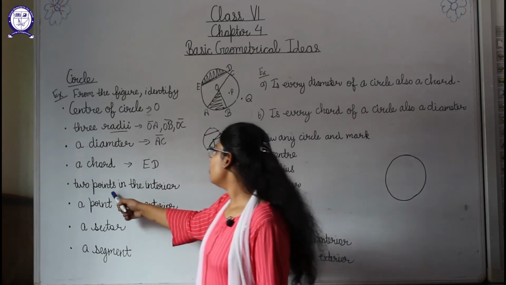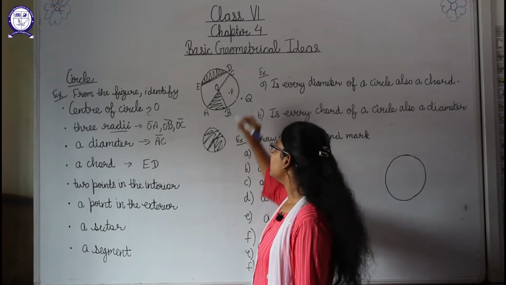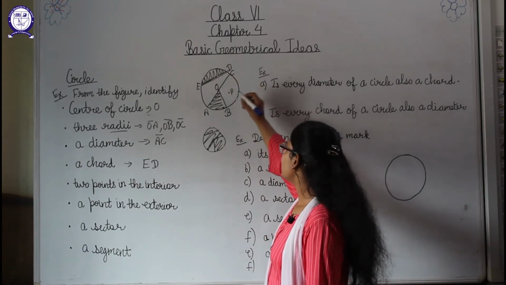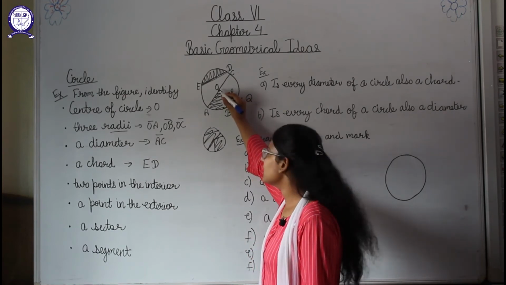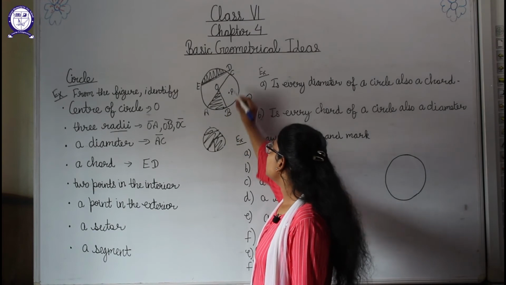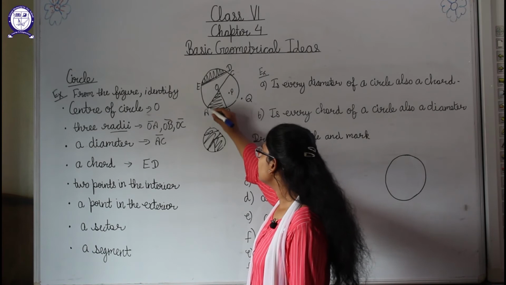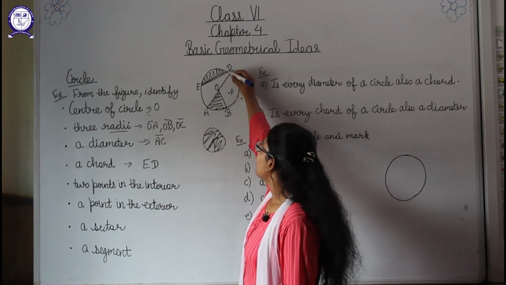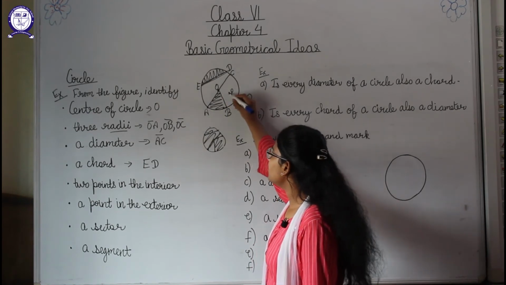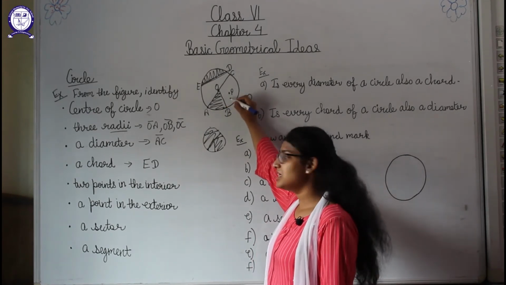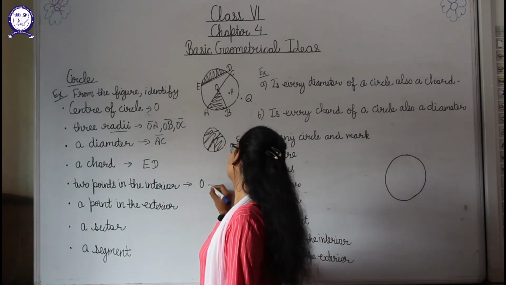Okay, now 2 points in the interior. Interior means the inside part of the circle. So in this, what are the interior points? This P is the interior point, this O is the interior point. These A, B, C, D, E are the boundary points because they are on the boundary of the circle, or we can say circumference of the circle. Only this O point and this P point, only these 2 are in the interior of the circle. So we will write point O and point P.